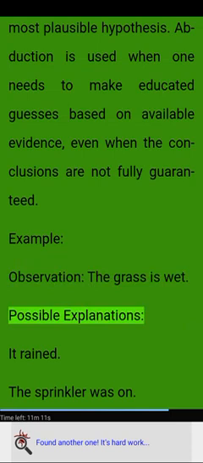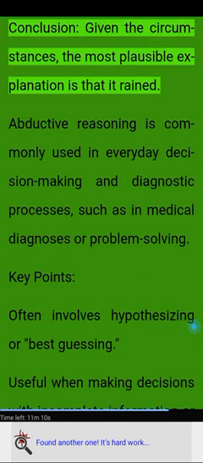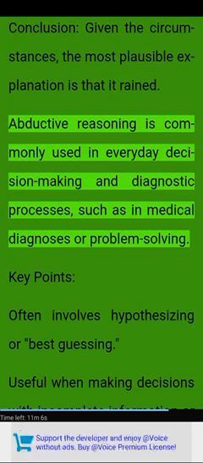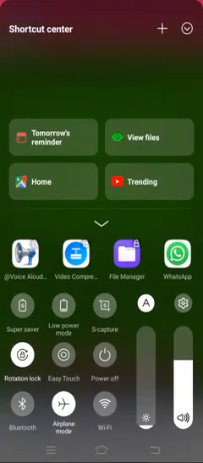Observation. The grass is wet. Possible explanations. It rained. The sprinkler was on. Conclusion. Given the circumstances, the most plausible explanation is that it rained. Abductive reasoning is commonly used in everyday decision-making and diagnostic processes, such as in medical diagnoses or problem solving.